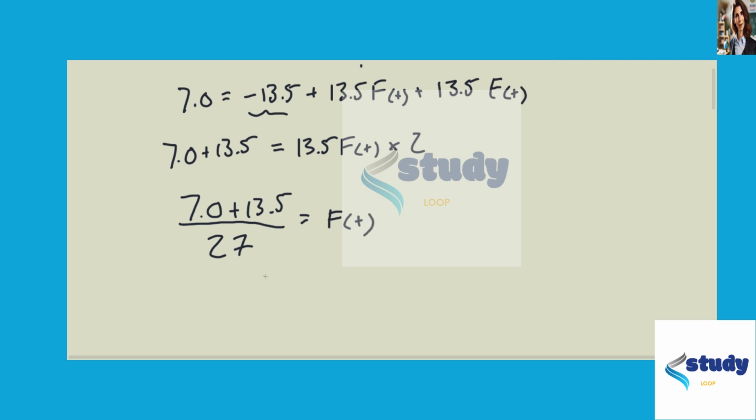Now all that's left to do is plug this into a calculator, which I will do momentarily. 7.0 plus 13.5, parentheses, divided by 27. There we go. I get 0.75926. This would be the fraction of our solution that is F plus.